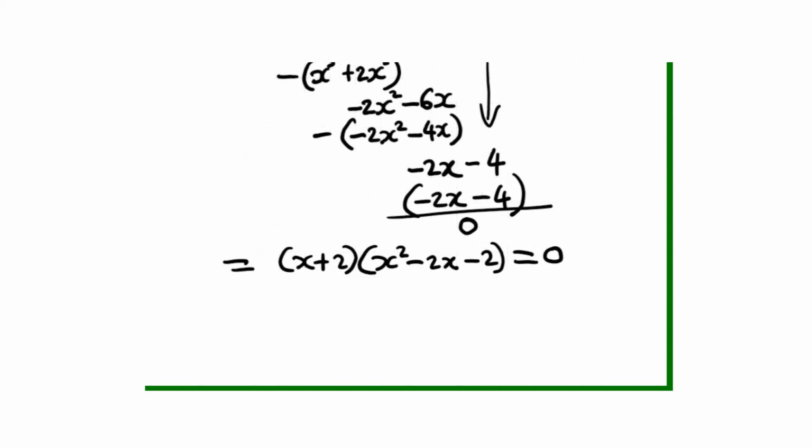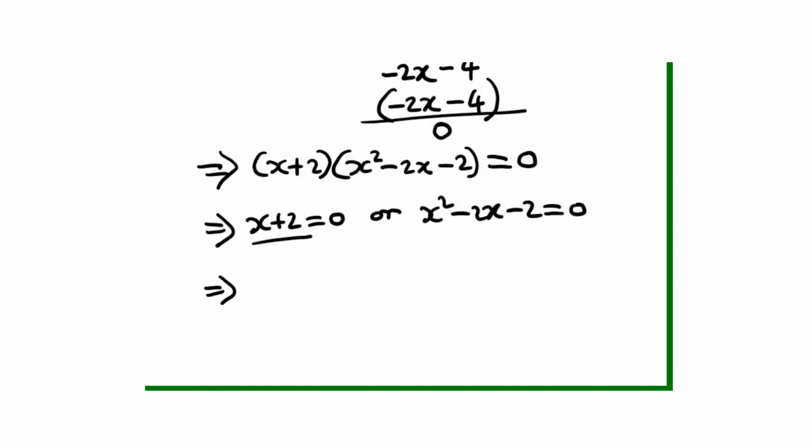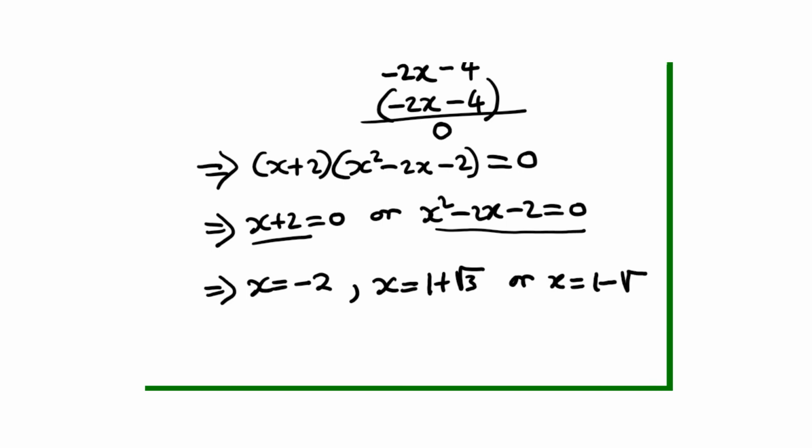So this therefore implies that x plus 2 equals 0, or x squared minus 2x minus 2 equals 0. Solving the linear one, it becomes x equals minus 2. Solving the quadratic using the quadratic formula, you'd find that x equals 1 plus square root of 3, or x equals 1 minus square root of 3.